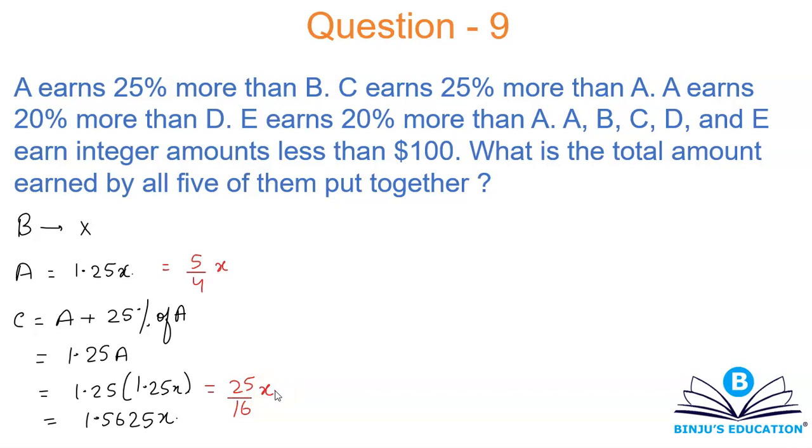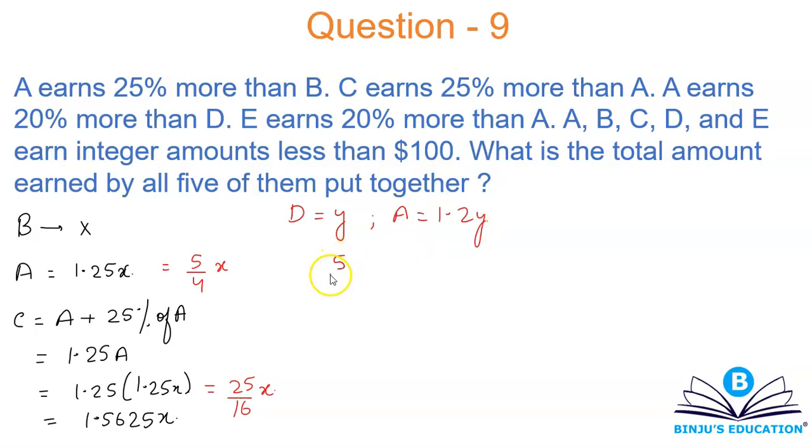A earns 20% more than D. Okay, so what you need to do here is, now you need to take D equals to Y. So from there you can say that A will be 1.2Y. If A earns 20% more than D, that does not stand for the fact that D earns 20% less than A. Do not confuse the two statements. So do not write D as 0.8 into A.